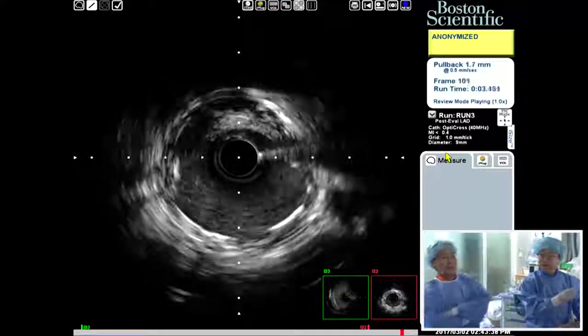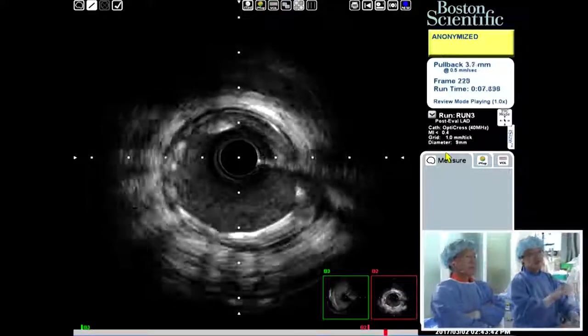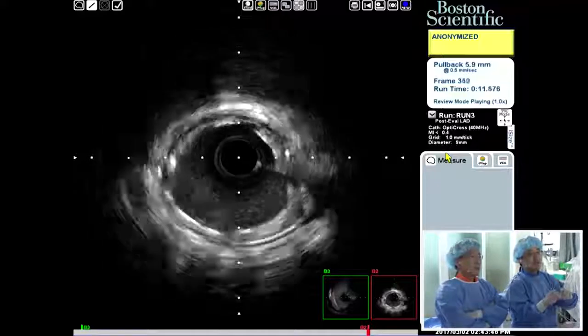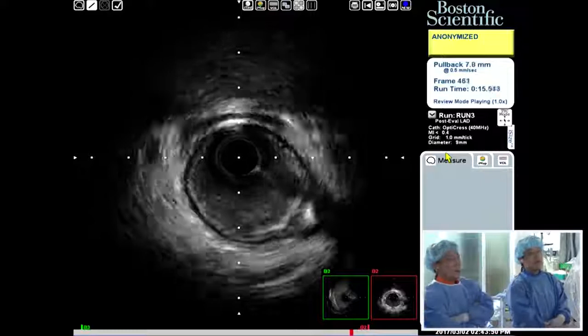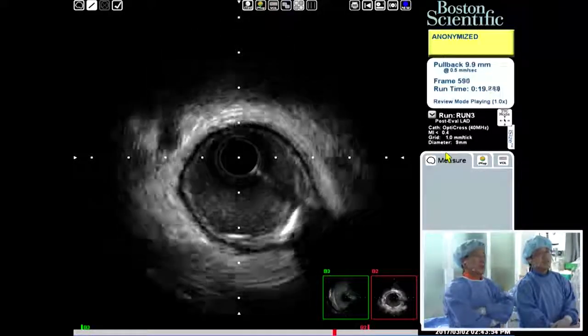Okay. This is where we already treated the mid LAD part. This is the IVUS from the prox LAD, the stent area, to the left main. We're going to explain that later. Okay, this is prox LAD.